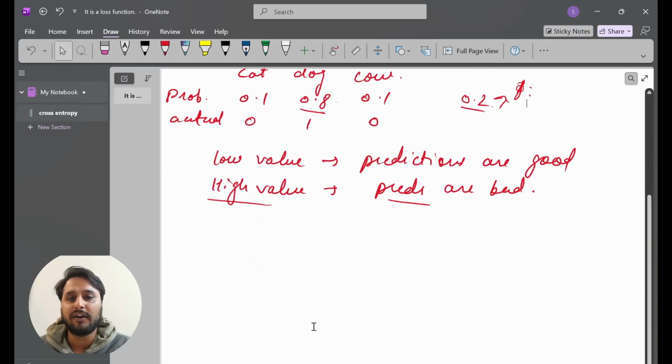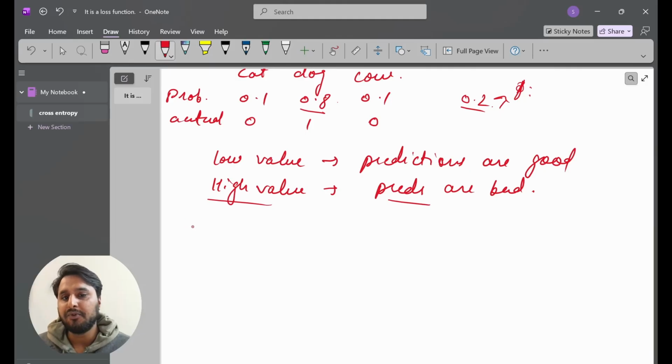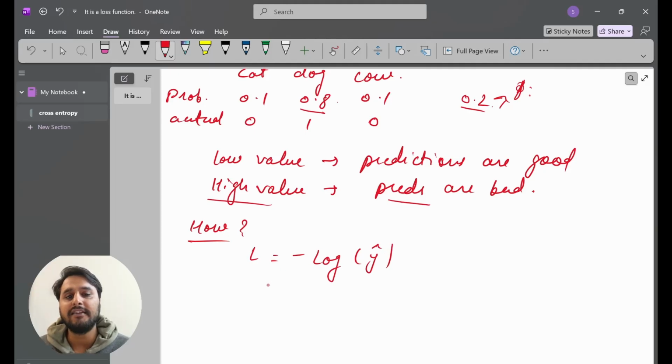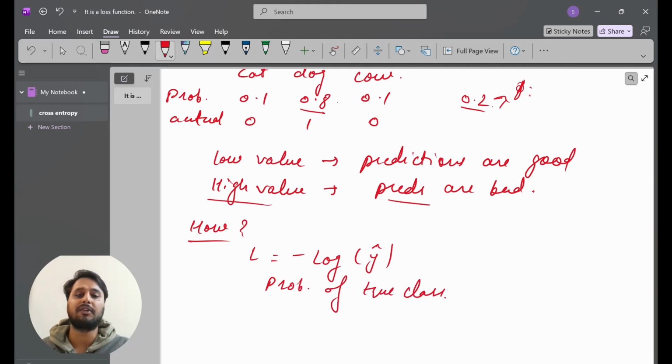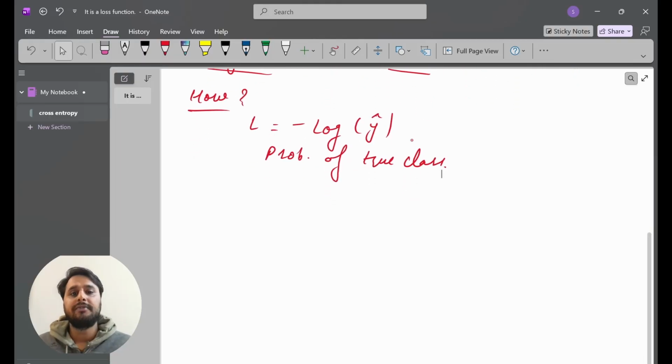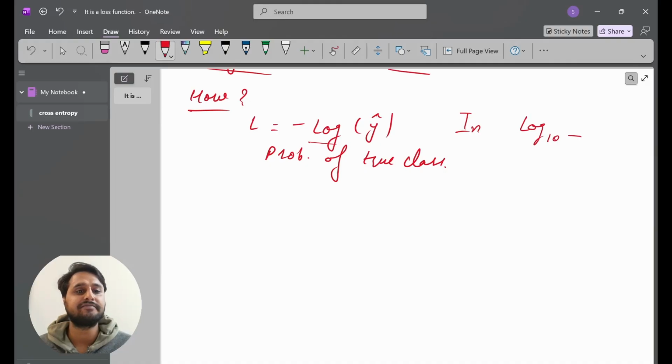So now let's move forward. How do we compute this loss function? The formula of the cross entropy loss function is basically minus y log of y cap. And what is this y cap? Y cap is the probability of the true class. This is the formula. That's it. Now, one more thing I wanted to highlight is that this log is the natural log, and we are not referring to log base 10.